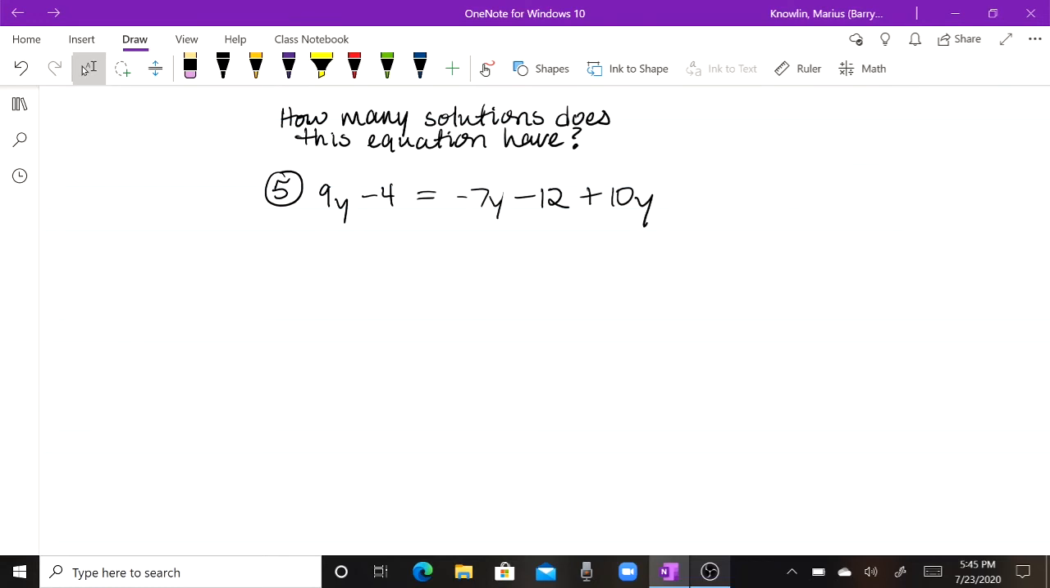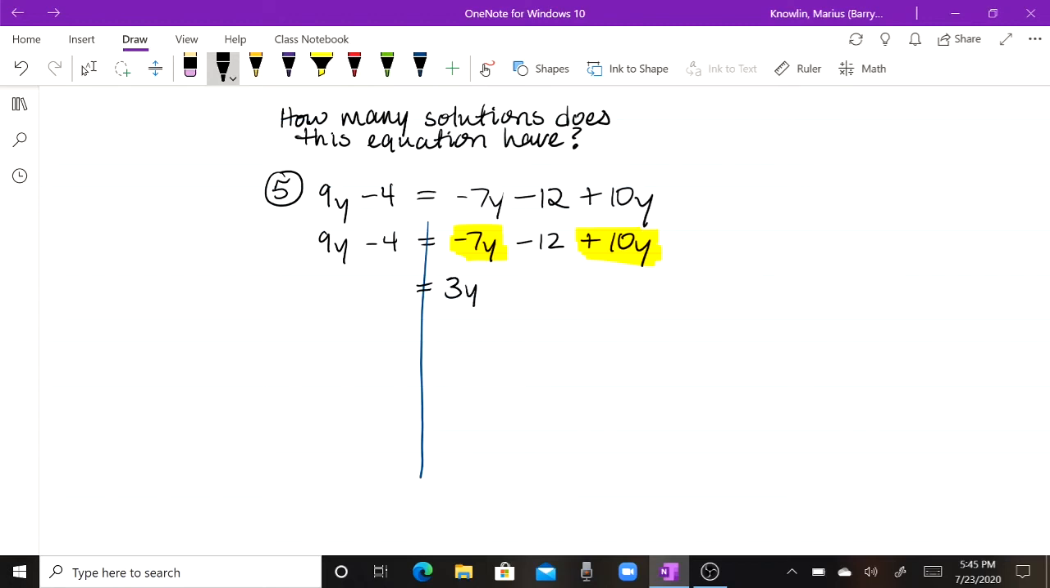All right, number 5. Once again, we're looking for how many solutions does this one have. We're going to rewrite it first, as always, and then divide it into two parts, a left part and a right part. And on the right side, we can combine our like terms. We have a negative 7y and a positive 10y. When we combine those, that's going to make positive 3y minus 12. And on the left hand side, we have 9y minus 4.